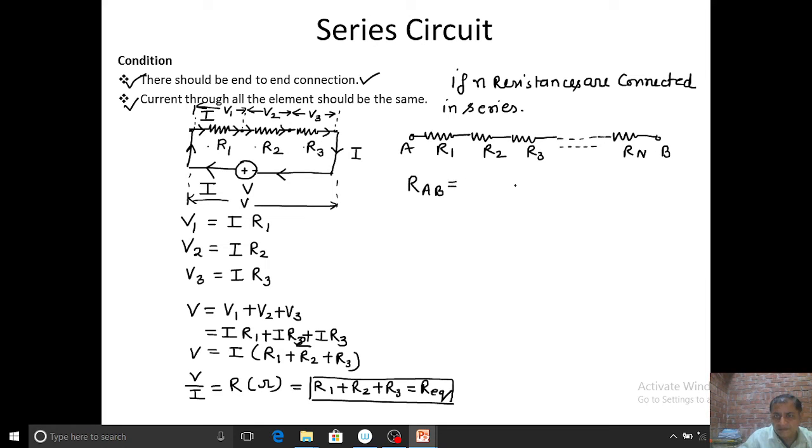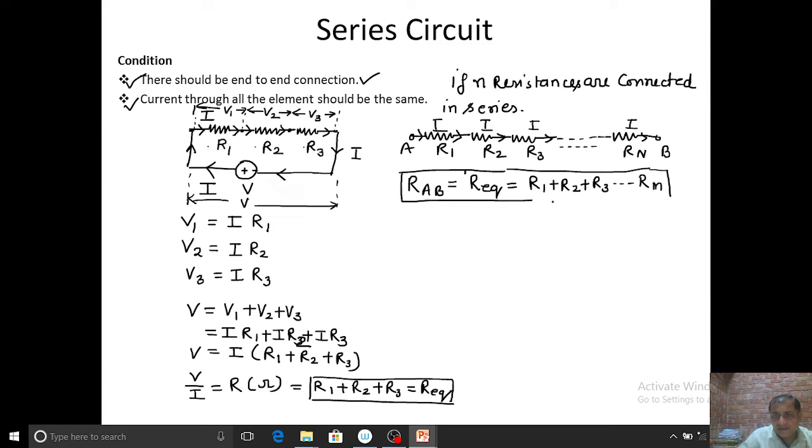The resistance between A and B is known as R equivalent, because this is an end-to-end connection, and the current flowing in R1 is I ampere. The same current I ampere is flowing here, here, and here. So this R equivalent is equal to R1 plus R2 plus R3 and so on, that is Rn. This is the series method.